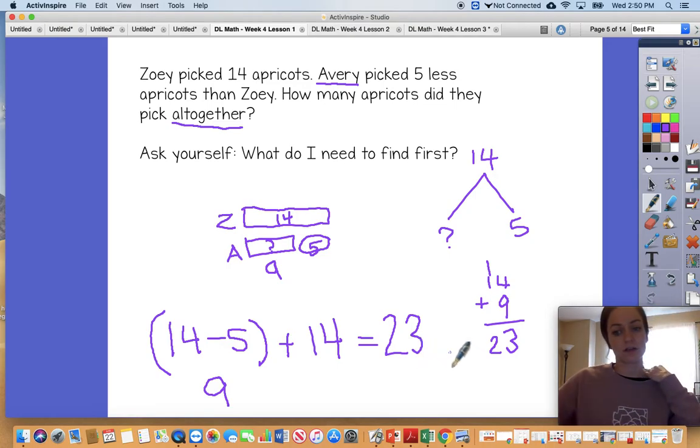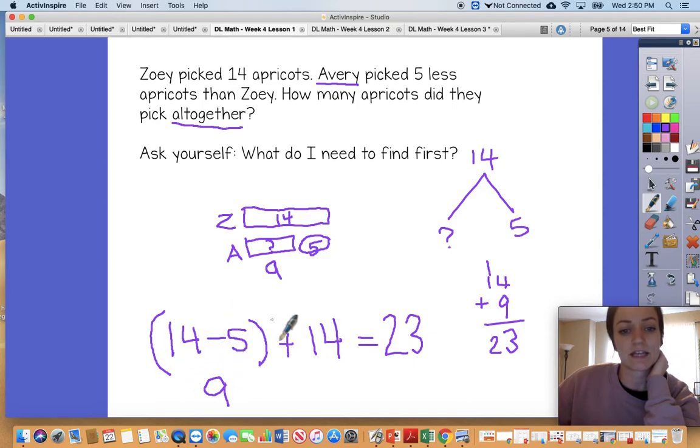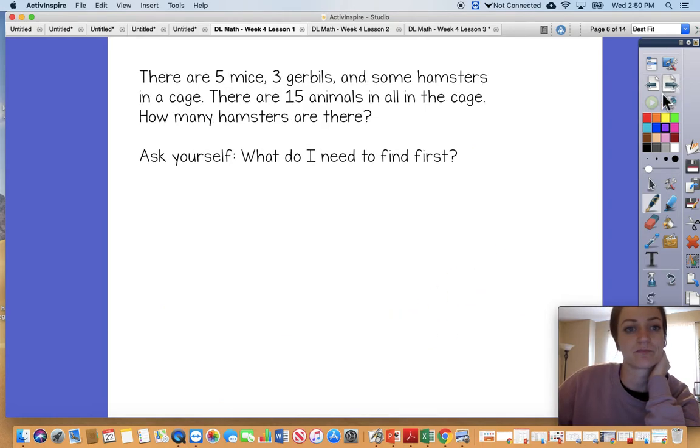Okay, this one was a little bit trickier, and I think I have another one in this lesson that's like it. If you just think about it, this was to figure out how many Avery picked, and then we had to add how many Zoe picked to find the total. Okay? All right, let's look at another one.